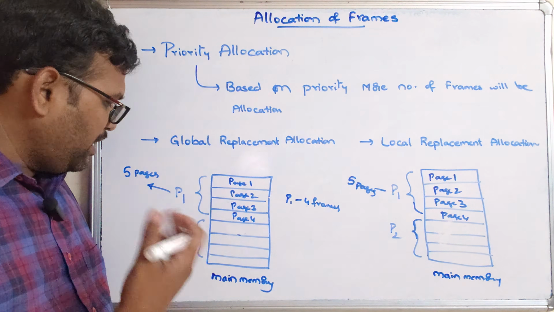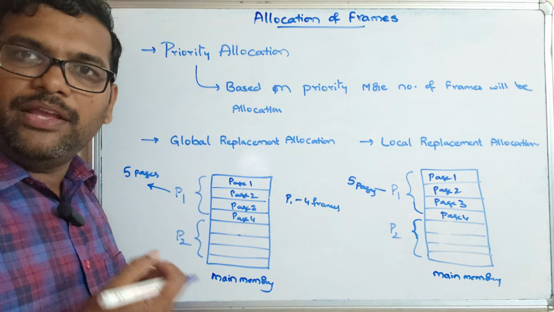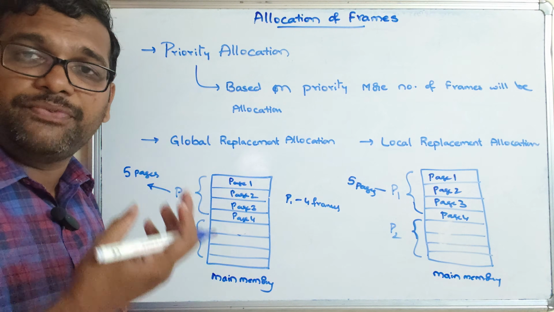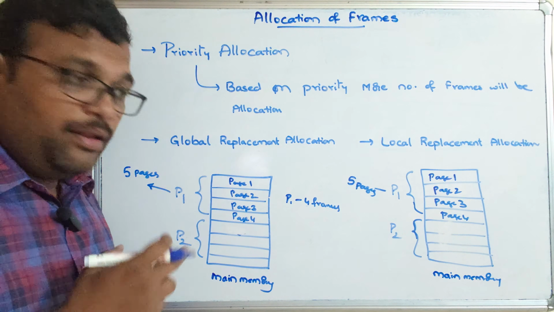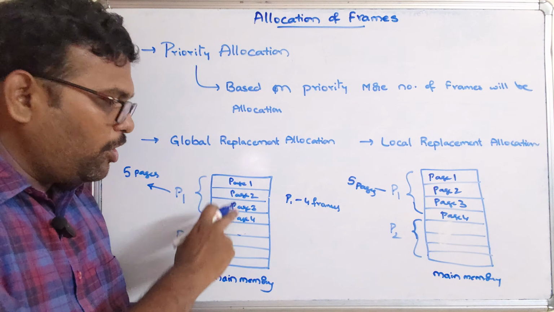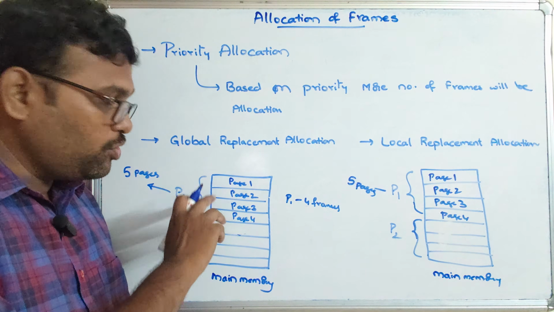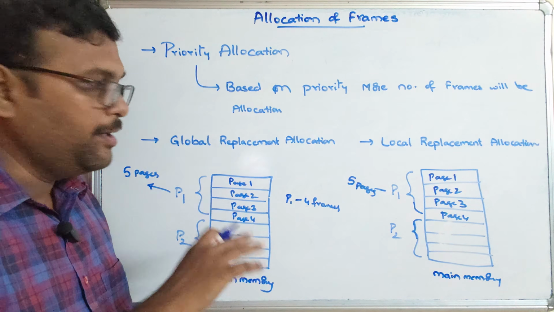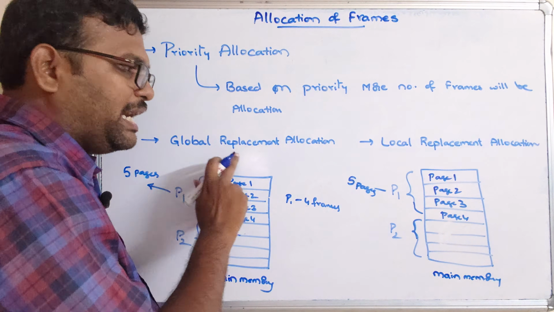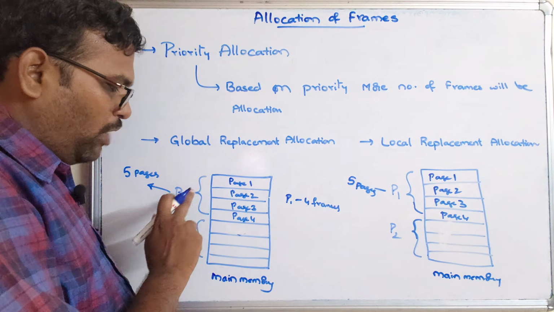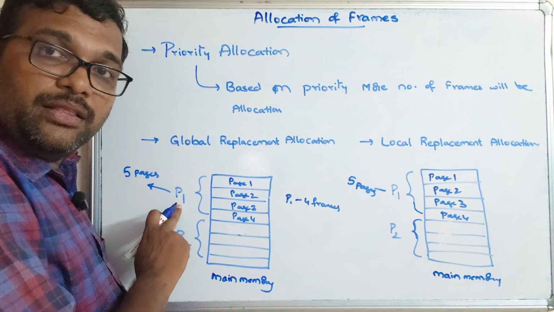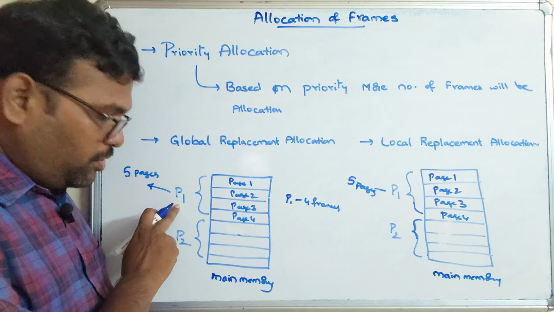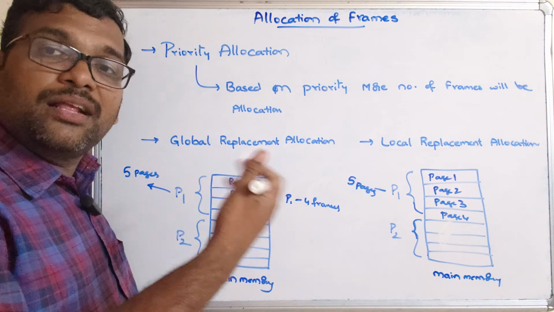So if the CPU wants to execute page 5, it will request page 5, then it will check whether it is available or not here. Otherwise, one page should be swapped out and page 5 should be swapped in. In this case, in the global replacement allocation, one process can allocate its page in the free space of another process.